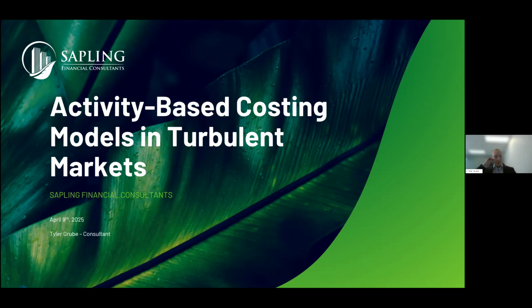Okay, so now we'll get started. Just a quick introduction. My name is Tyler. I'm a consultant here at Sapling Financial Consultants. And today we're going to talk about the current economic climate in Canada and the US, followed by a discussion on activity-based costing models, or ABC models for short, and their utility in environments characterized by changing cost structures such as today.